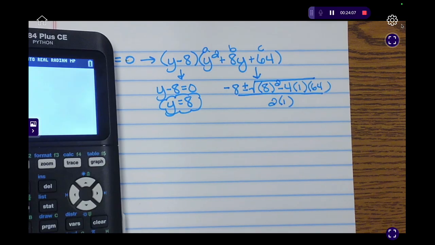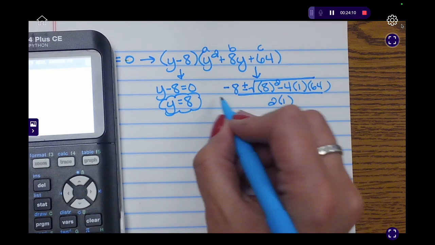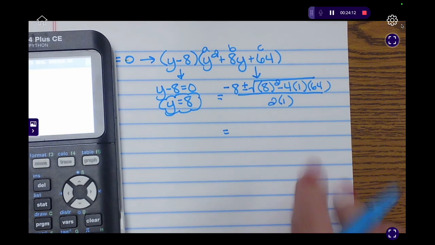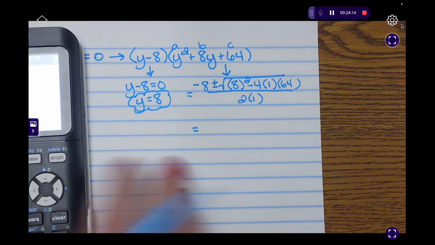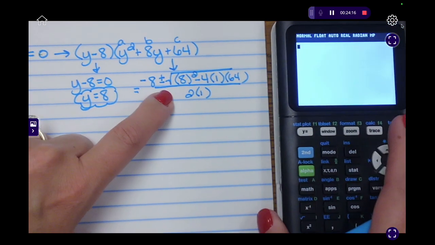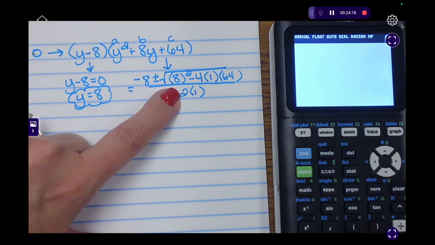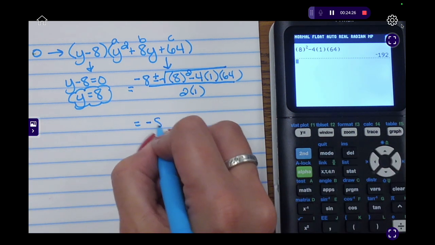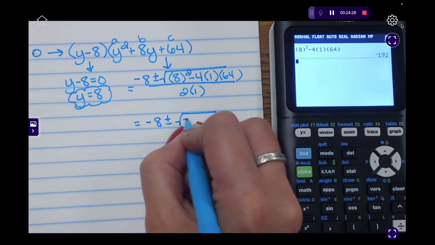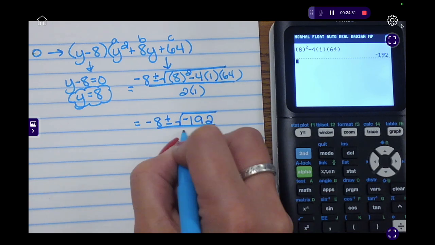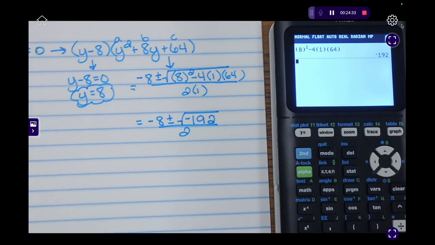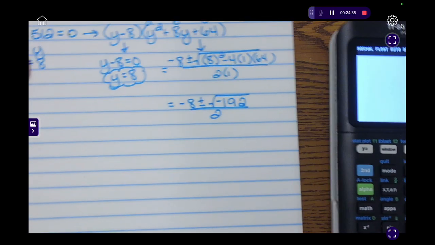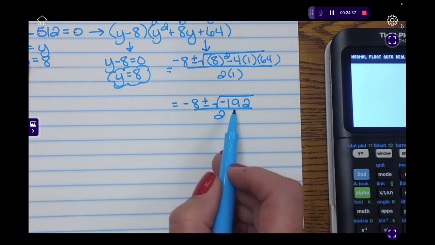Okay, so now for the quadratic formula, I'm going to keep simplifying this. So remember, we're always going to start with what's underneath that radical. So I'm going to simplify what's underneath that radical first. So I am just doing the 8 squared minus 4 times 1 times 64. And that gives me a negative 192. And then on the bottom, 2 times 1 is 2. So the only thing I need to do now is simplify this.